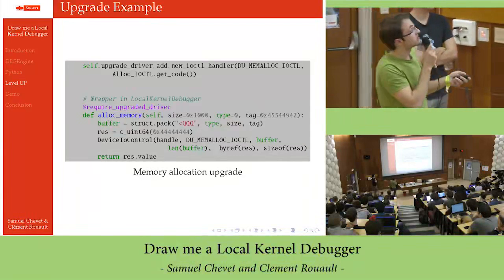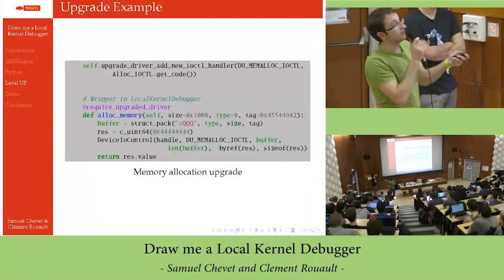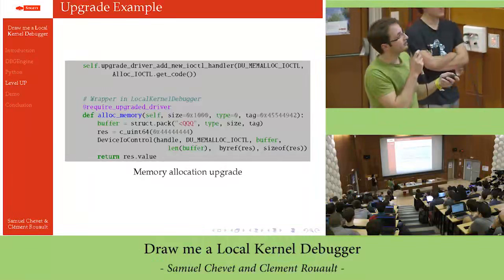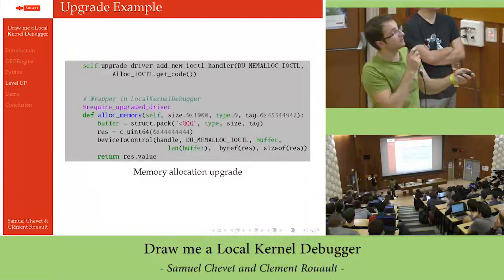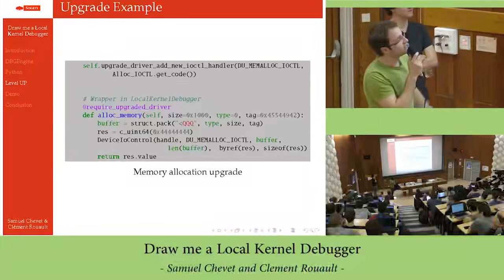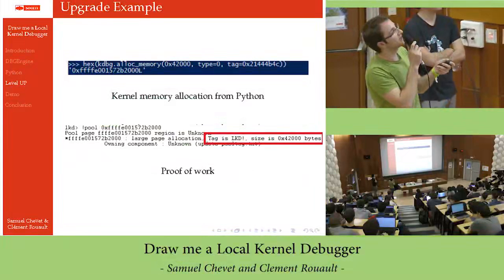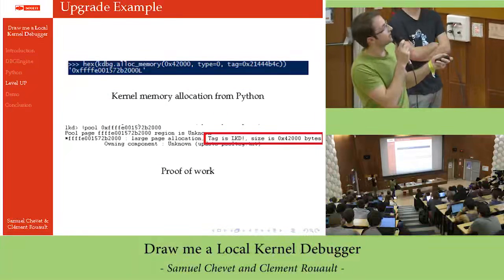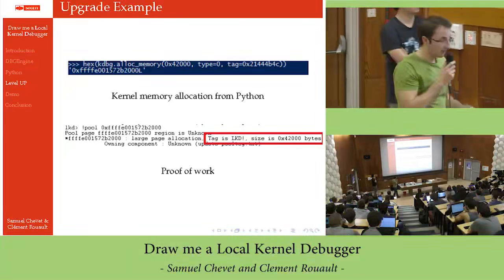And the code in userland is pretty simple. We have our alloc memory function that takes a size, a type, and a tag, just like ExAllocatePool in kernel. We create a buffer, take the address of the buffer, and do an IOCTL with our IOCTL code and the handle of the driver. And we return the res.value. If you try it, we have our KDBG, we alloc some memory with a size and a tag. And if you use WinDBG, you can see that the address returned is a large page allocation with the tag LKD of the good size. So we are able to allocate memory in kernel.